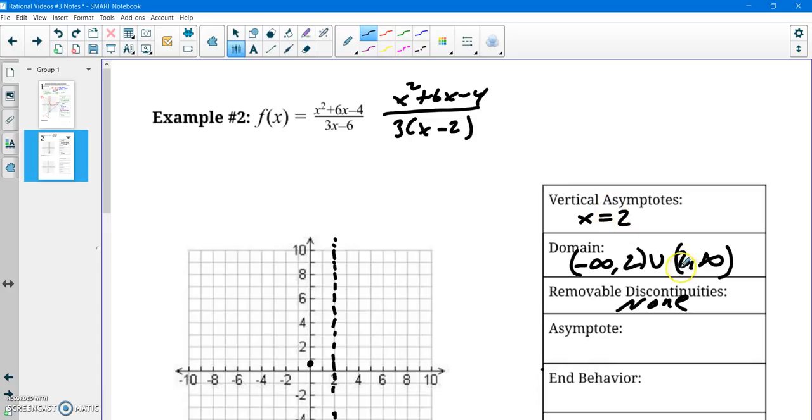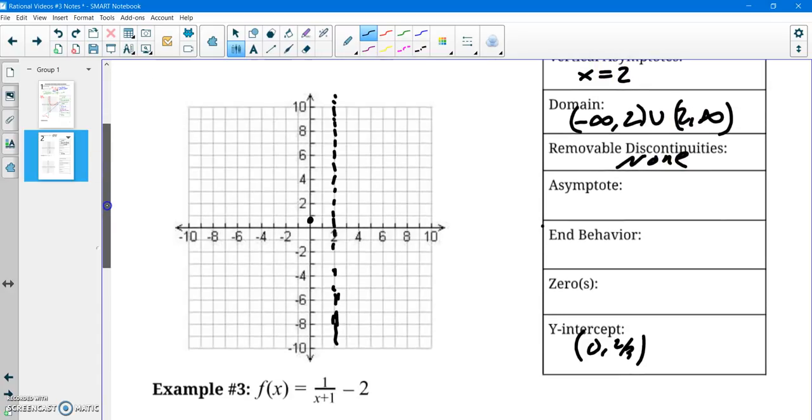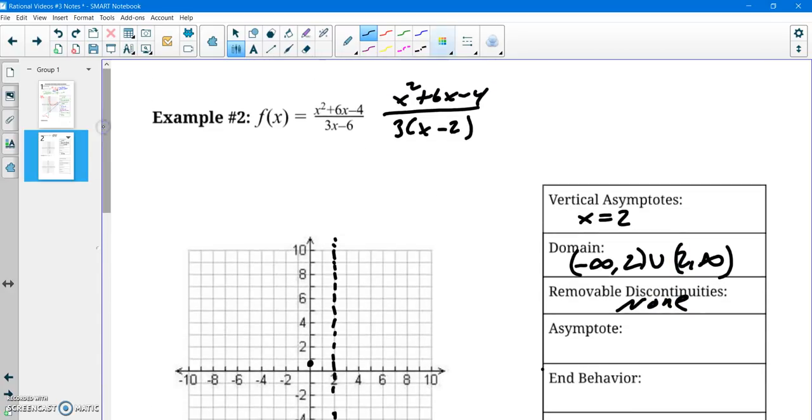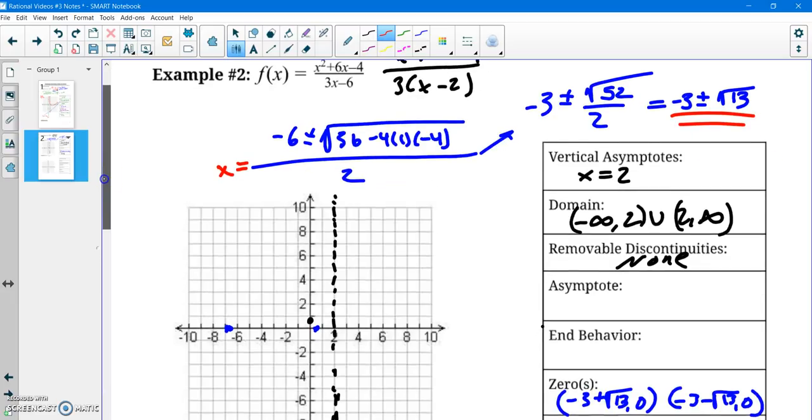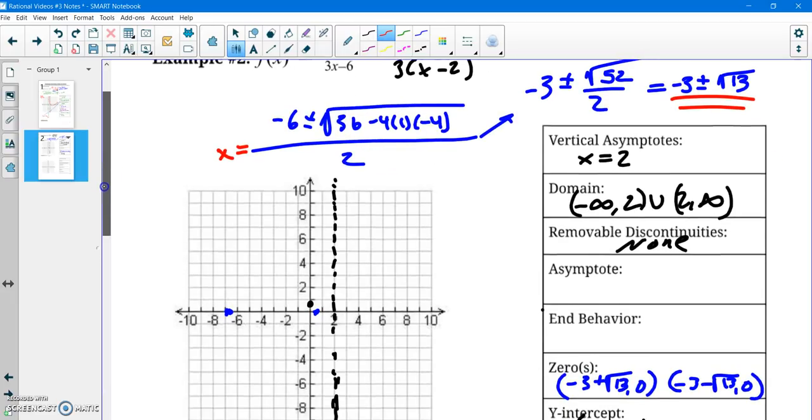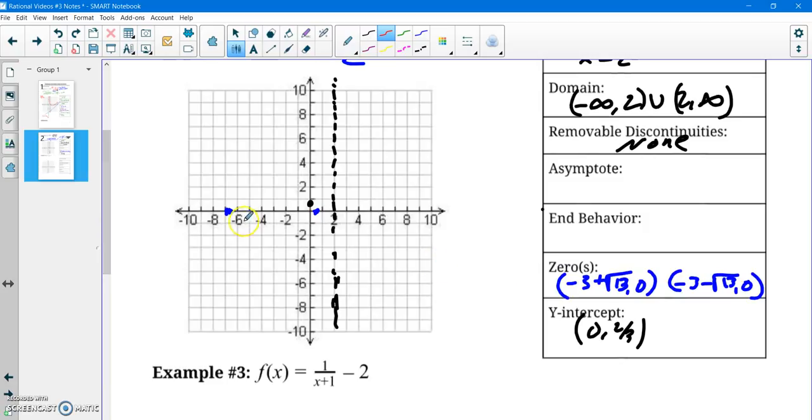So once I have my vertical asymptote, domain, no hole, figured out my y-intercept, now I need to figure out my x-intercept. I'm going to have to do the quadratic formula again. Pause and do that real quick. So you finish up your quadratic formula by setting the numerator equal to 0 to find our x-intercept. Simplified, you get those. Square root of 13 is between 3 and 4. That's all you need to know. Here are my x-intercepts.